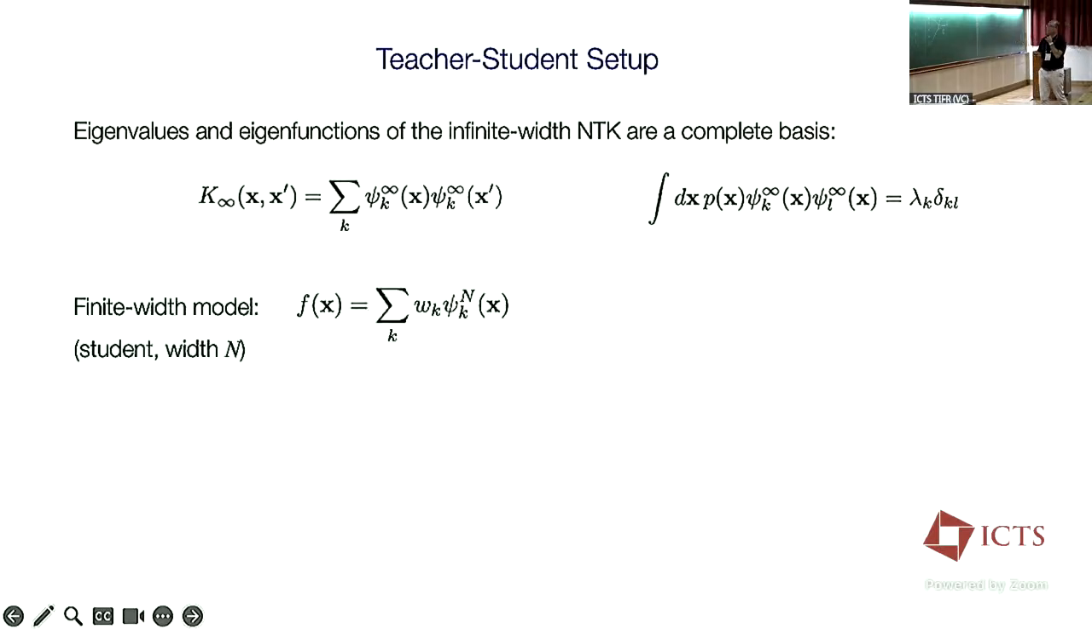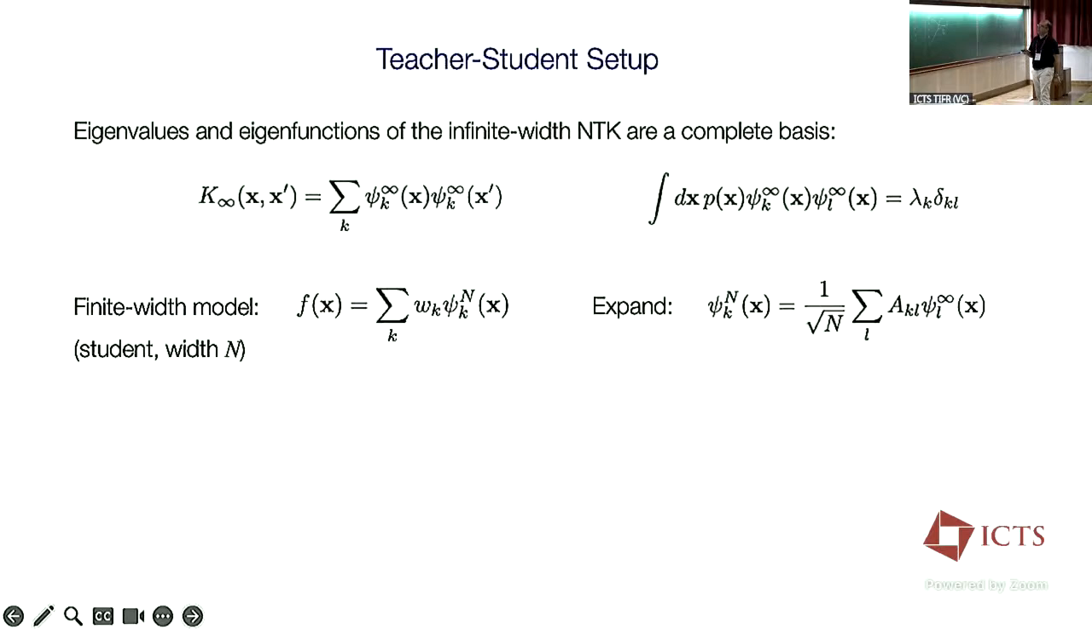So what that means is basically, the finite width model will have its own kernel and its own sort of eigenbases and functions. So let's think of a finite width model. This will be my student, which is going to be learning a function that's a linear combination of those functions, x being the input of those functions.